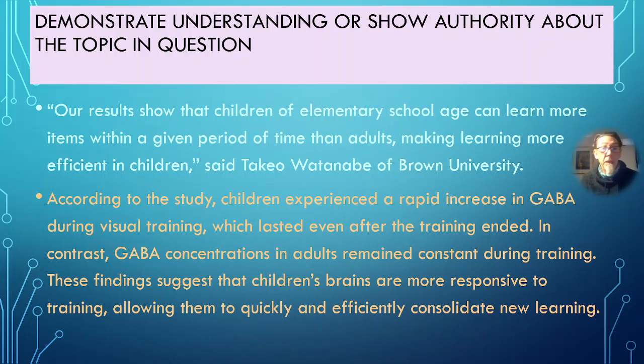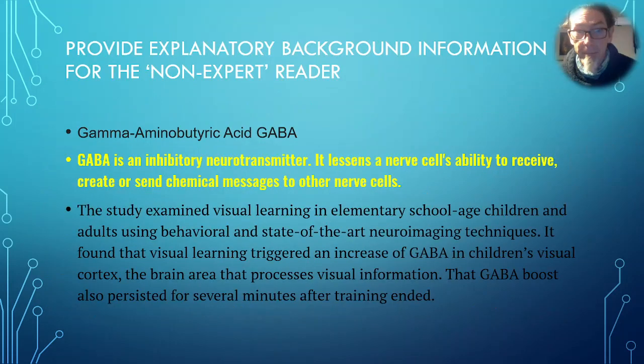According to the study, children experienced a rapid increase in GABA during visual training, which lasted even after the training ended. In contrast, GABA concentrations in adults remained constant during training. These findings suggest that children's brains are more responsive to training, allowing them to quickly and efficiently consolidate new learning. So it seems the kids are smarter.